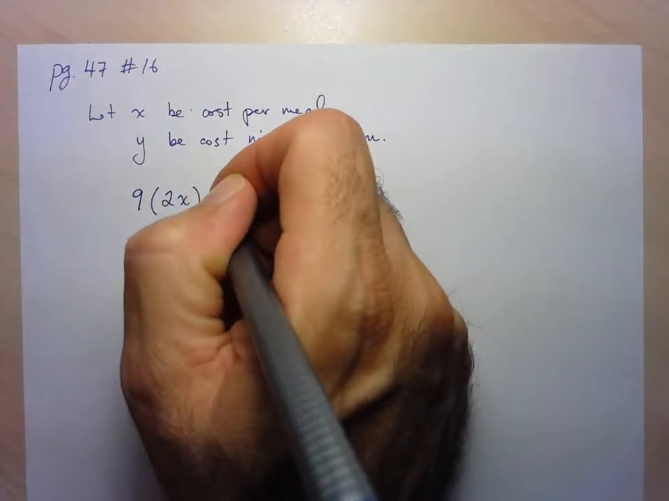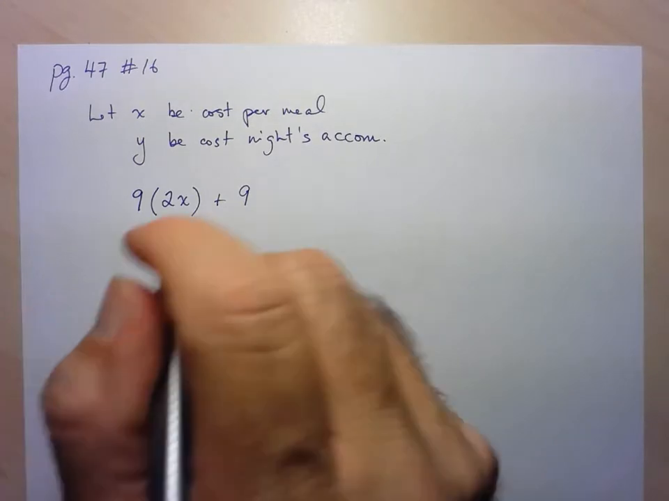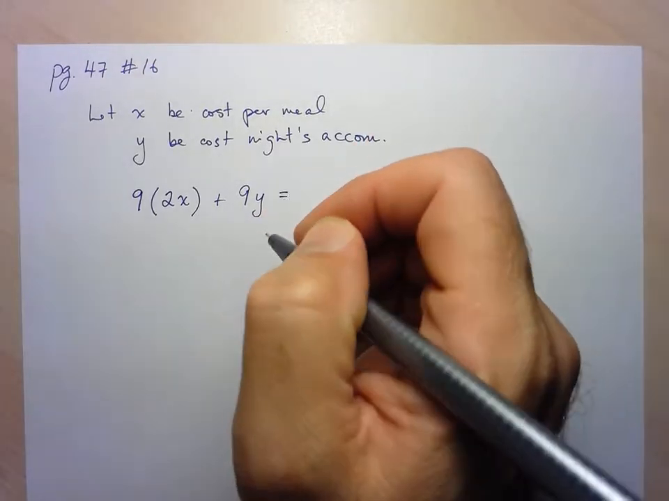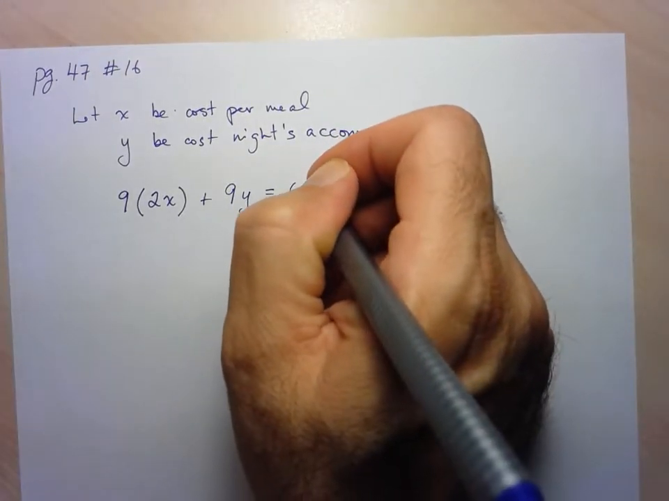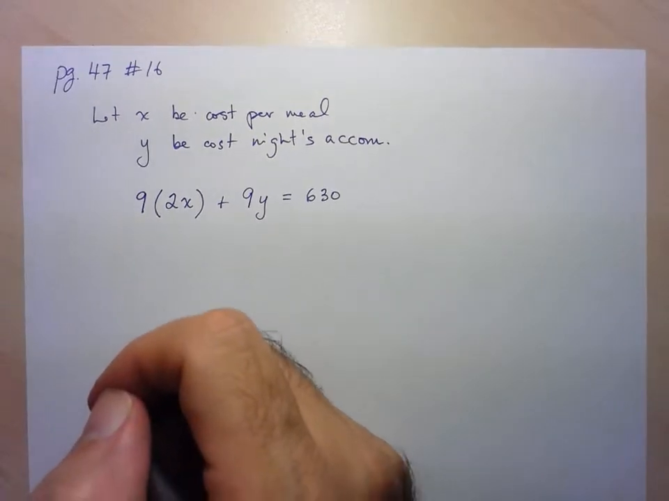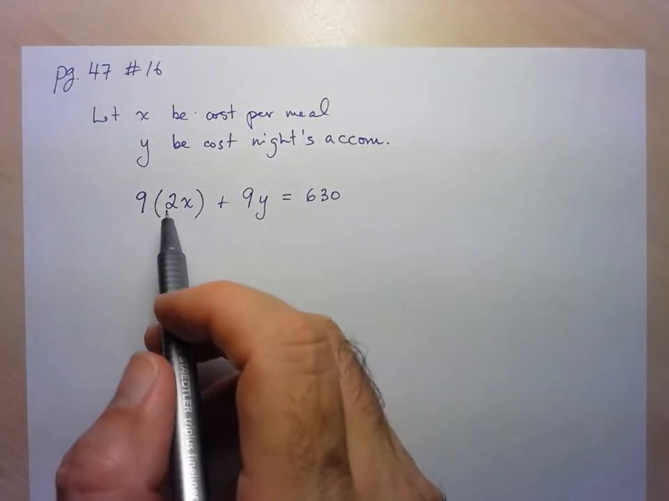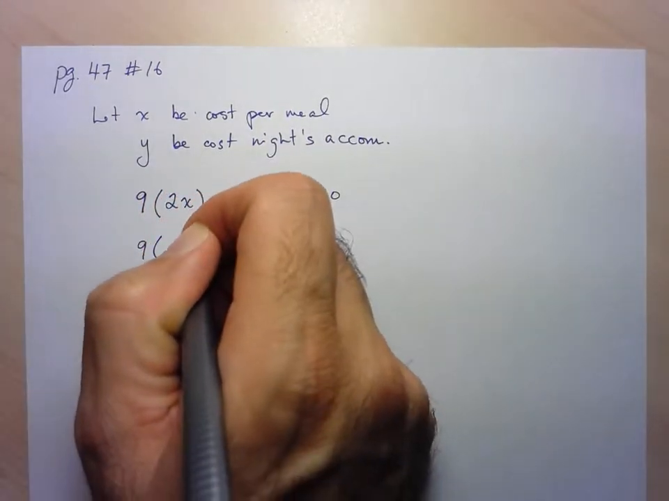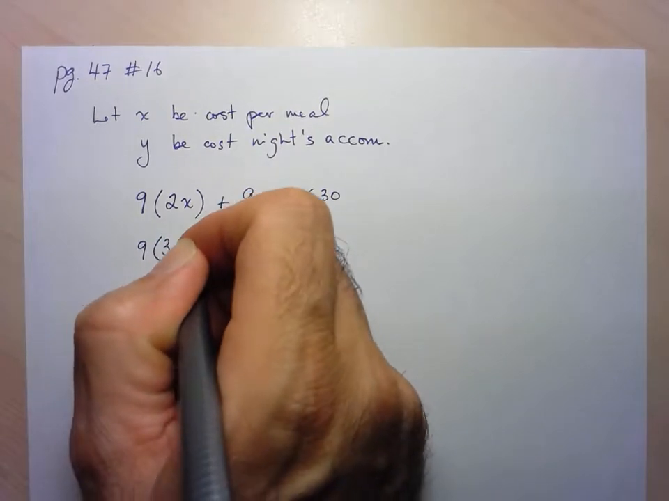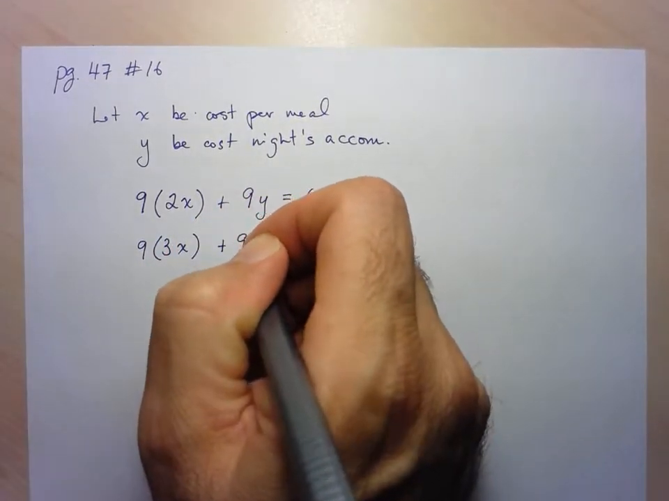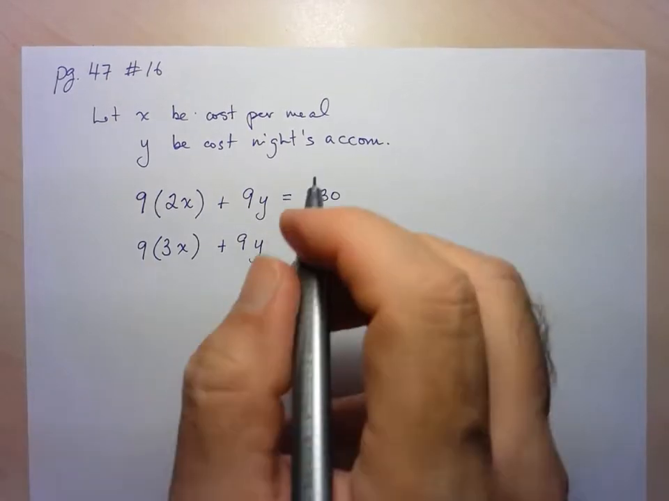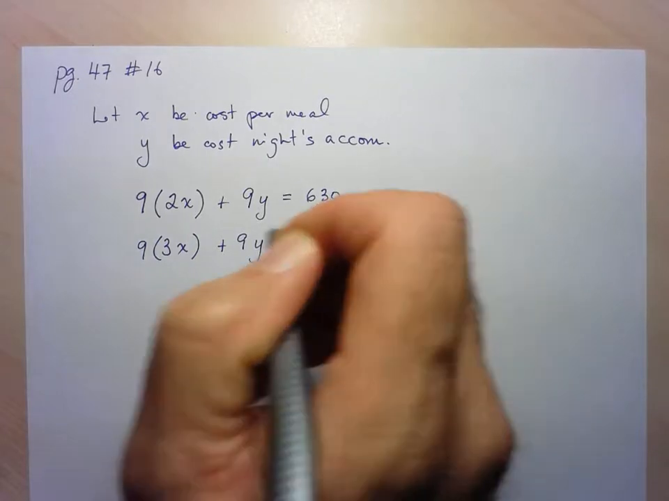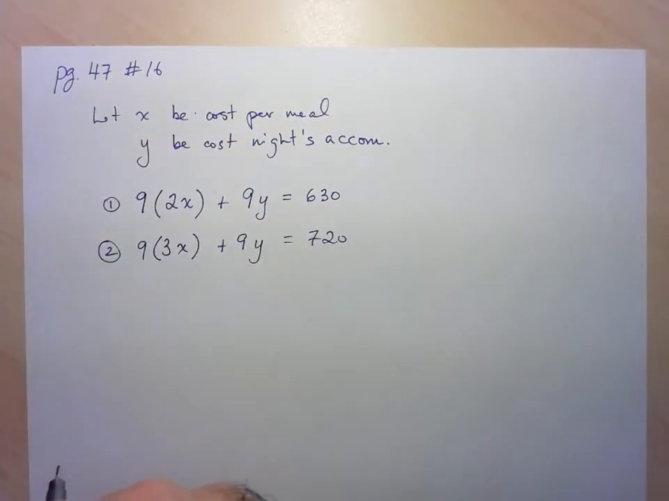Okay, plus, again, 9 days, and for every night, we pay Y dollars for accommodation, and that gives us a total cost of $630. Okay, now the second equation would be very similar. The only thing that changes is that we've got 3 meals per day. So it's going to be 9 days, 3 meals per day times the cost for a meal, plus again 9 days times the cost per night of accommodation, and this one, not surprisingly, is more expensive. That's $720. Okay, and here's our system of equations.